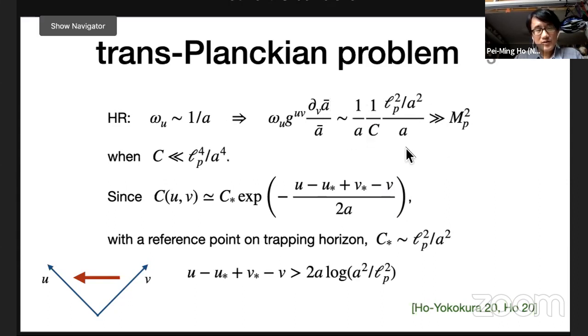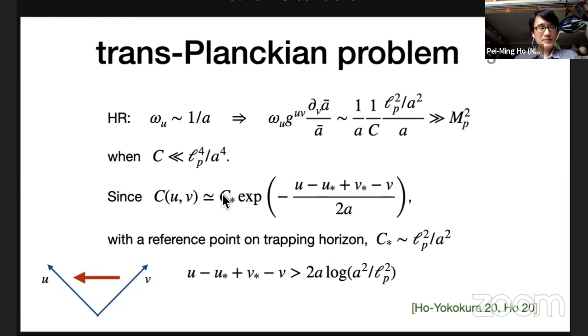And then if this quantity is much larger than the Planck scale, then your effective field theory is no longer reliable. So for this condition to hold, what you need is that this conformal factor is much smaller than this tiny number. But as we said earlier, this conformal factor is an exponential. It's easy for it to be arbitrarily small. You only need the numerator in the exponent, u minus v, to be larger than a times log a over Planck length in order to get this condition satisfied.